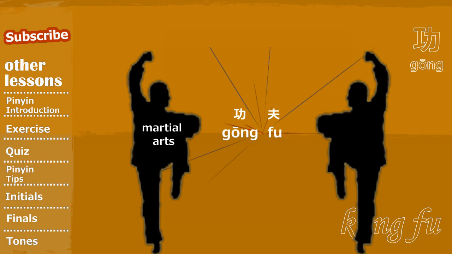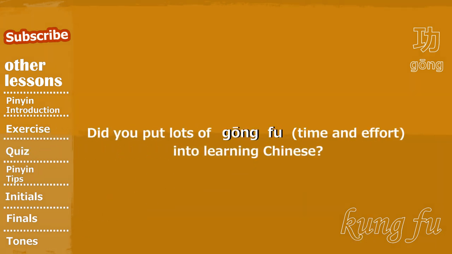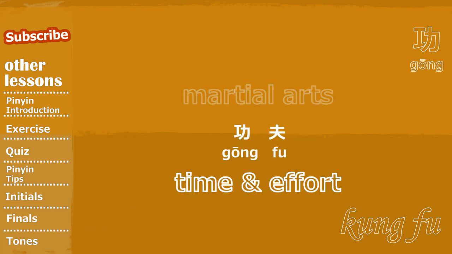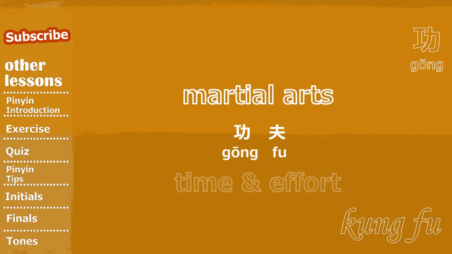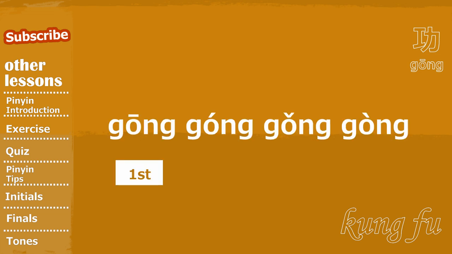And for Chinese people, 功夫 has another meaning besides martial arts. People refer to 功夫 as the use of time and effort. For example, one may ask you, did you put lots of 功夫 into learning Chinese? I hope your answer is yes. Again, 功夫 has the double meaning, martial arts, and the use of time and effort. One more time on the initial. 歌翁公. It used the first tone, so 公公公公. It is 公.